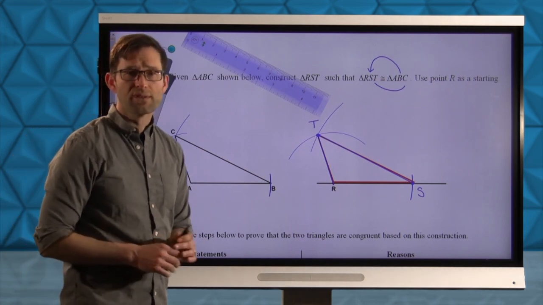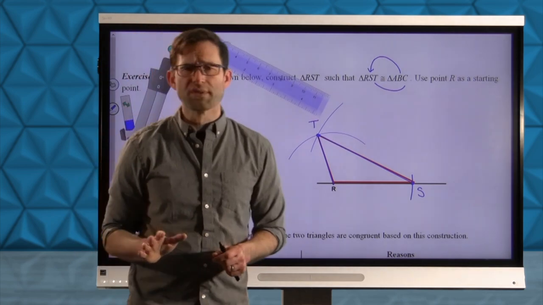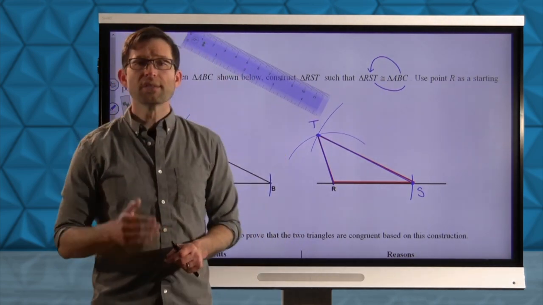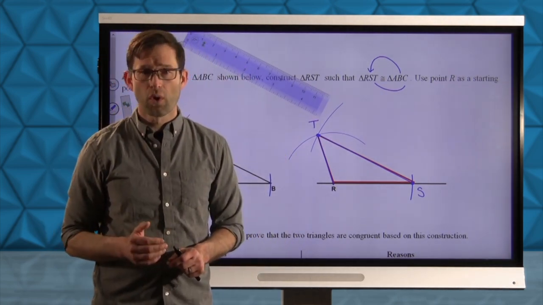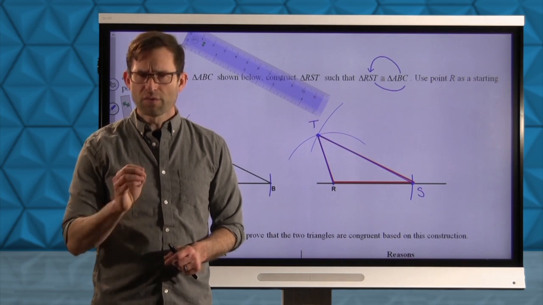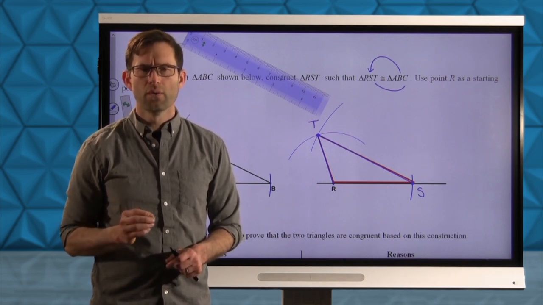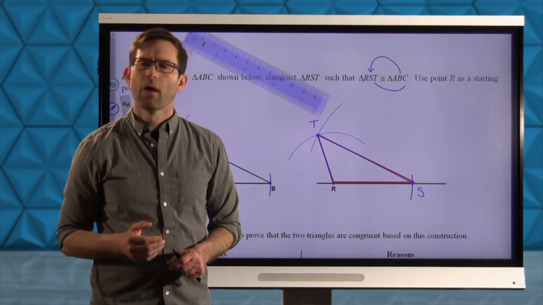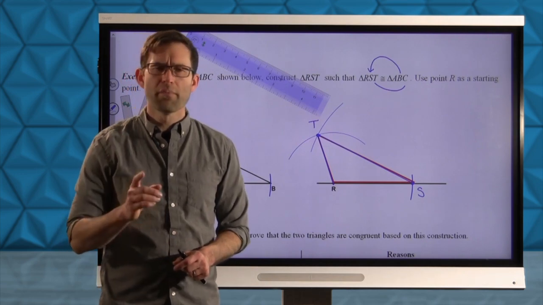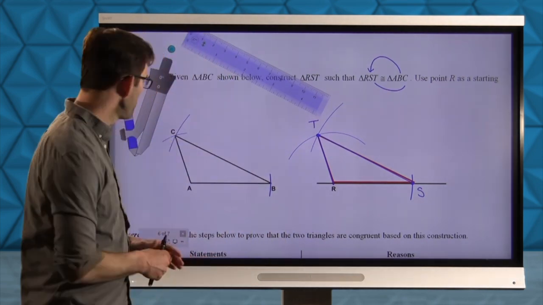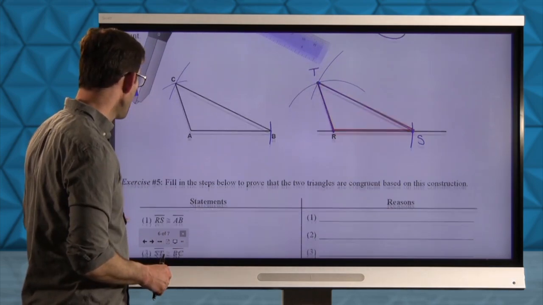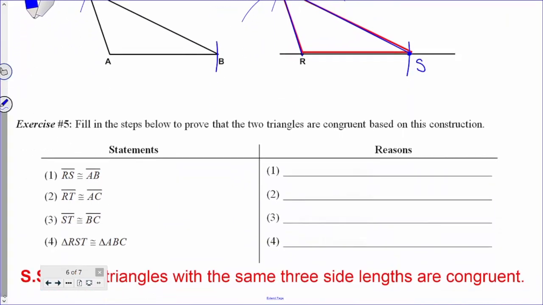Now the last little piece, and Euclid always did these in his constructions, is a proof of why the construction works. Now the first proof of a construction that we're going to do is right below this problem, but it's also very, very basic, and that's okay. Let's take a look really quick. Fill in the steps below to prove that the 2 triangles are congruent based on this construction.